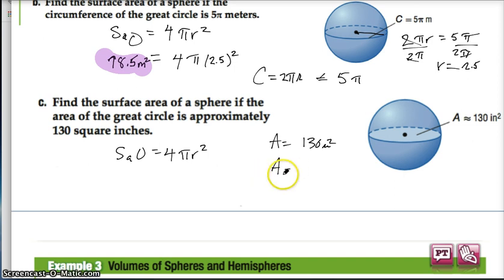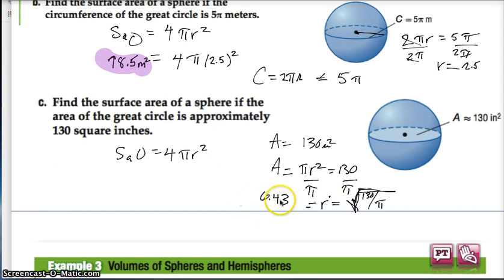So the area is equal to pi r squared, and that's the same as 130. Now we have to solve for r. We'll do this by dividing both sides of the equation by pi and then taking the square root. A calculator would be super helpful in this situation. So I'm going to do 130 over pi, and I'm square rooting that whole thing. I'm undoing what's happening to r to reveal that r is approximately 6.43.